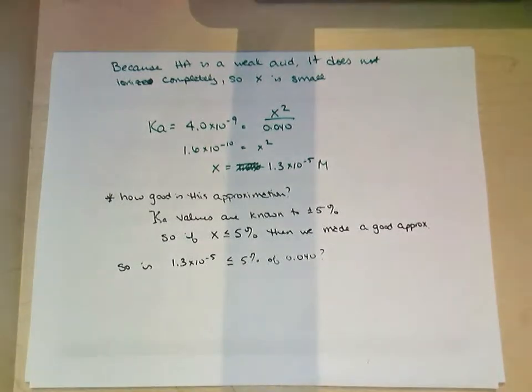So the question is, is this value less than or equal to 5% of that? We can do it one or two different ways. You can figure out what 5% of this is and see if this value is smaller, or you can take this, divide by that, times 100, and figure out what percentage it is. I think it's easier to do it this way.